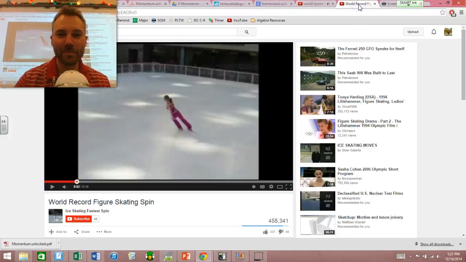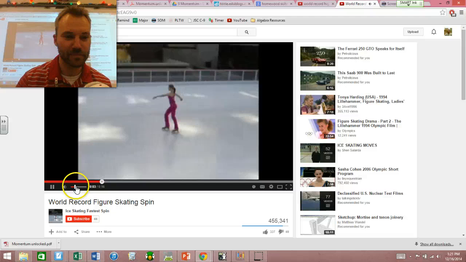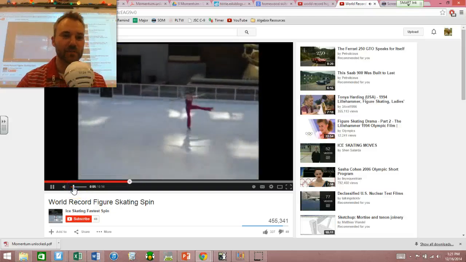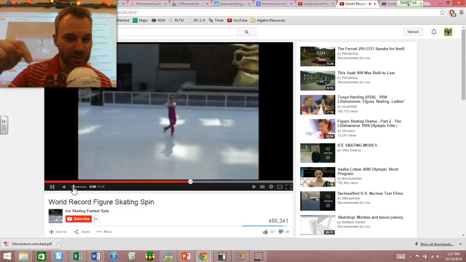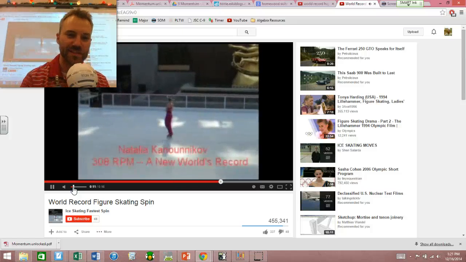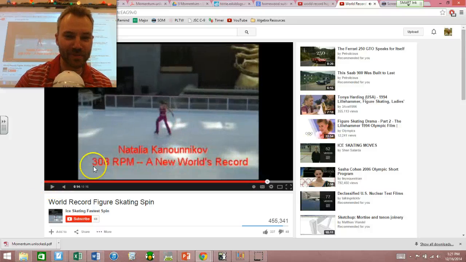Another prime example of conservation of angular momentum is ice skaters. What they do, they start out and then they bring themselves in, which lowers their moment of inertia, which increases their angular velocity. 308 RPM.